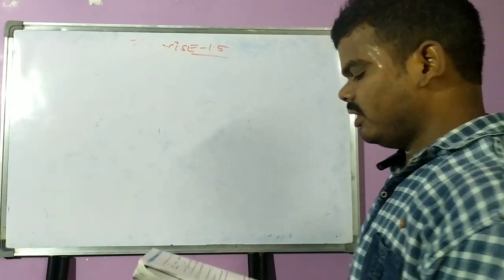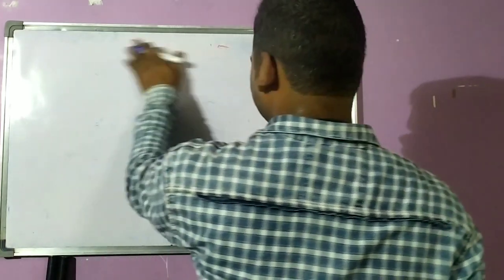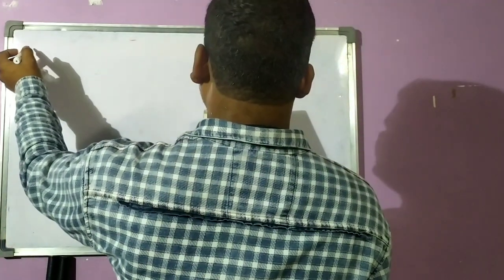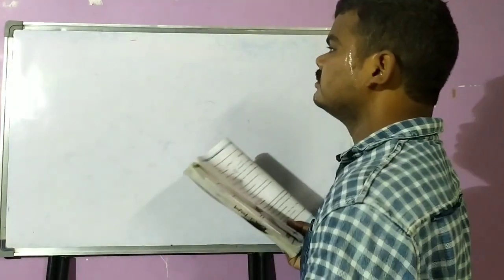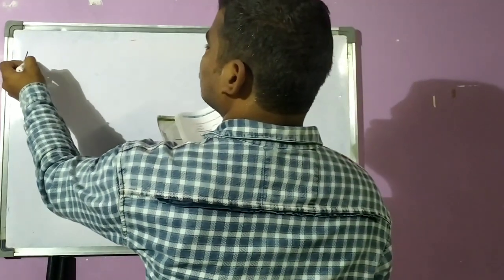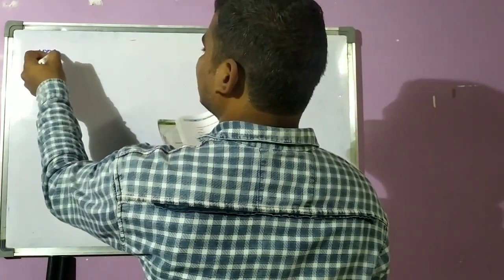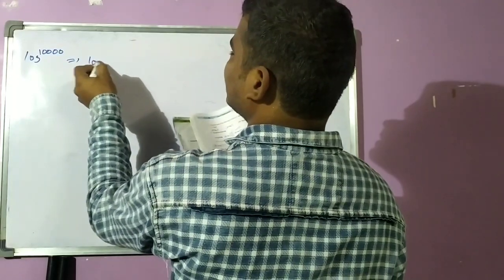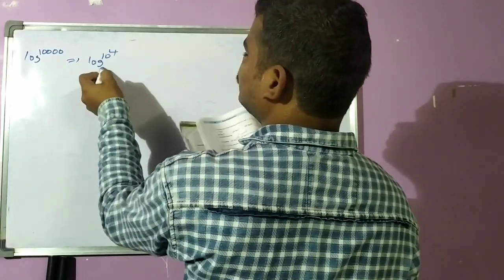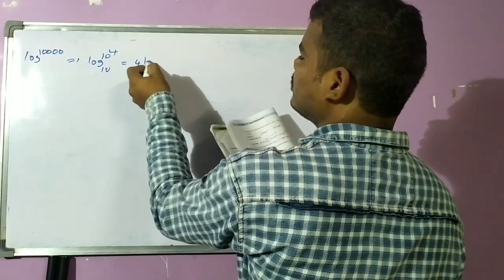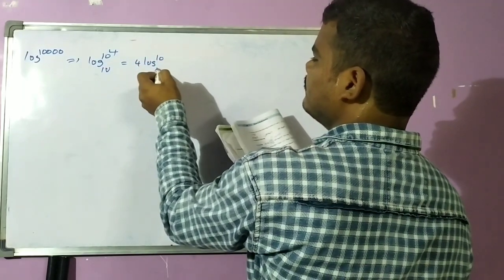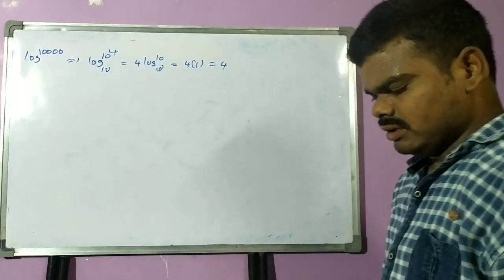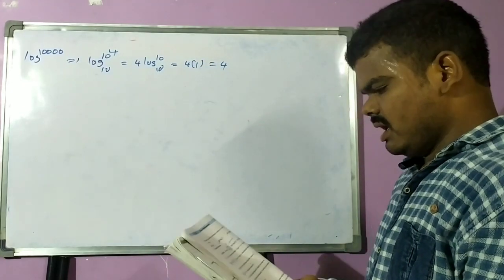Next, expand the following. Logarithm of 10,000 to base 10. This can be written as logarithm of 10 to the power of 4 to base 10, which is 4 log 10 to base 10. This is 4 into 1, value is 4. Next one.